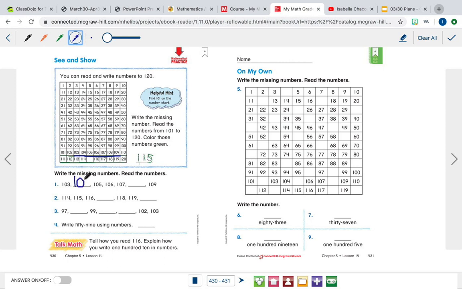And remember, it's 104, not 140, not 401, 104. Because we already know that the hundreds place is going to be the same right here. The tens place is going to be the same, so there's a 0 in all of the tens place. And the ones place is all going to be a 4. So now let's go to the next one. 105, 106, 107, 108.